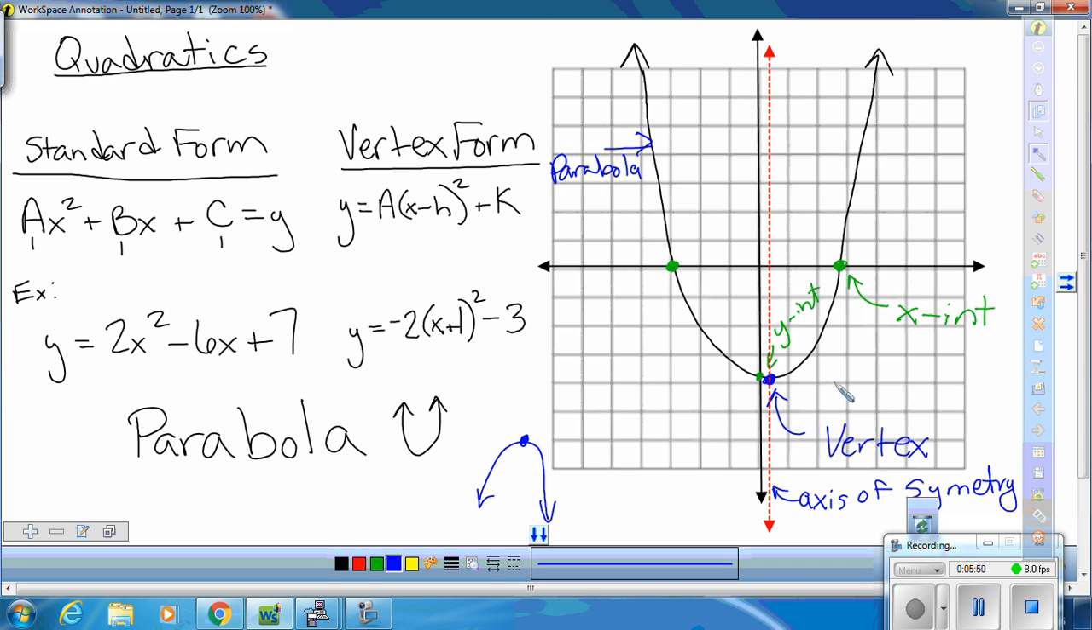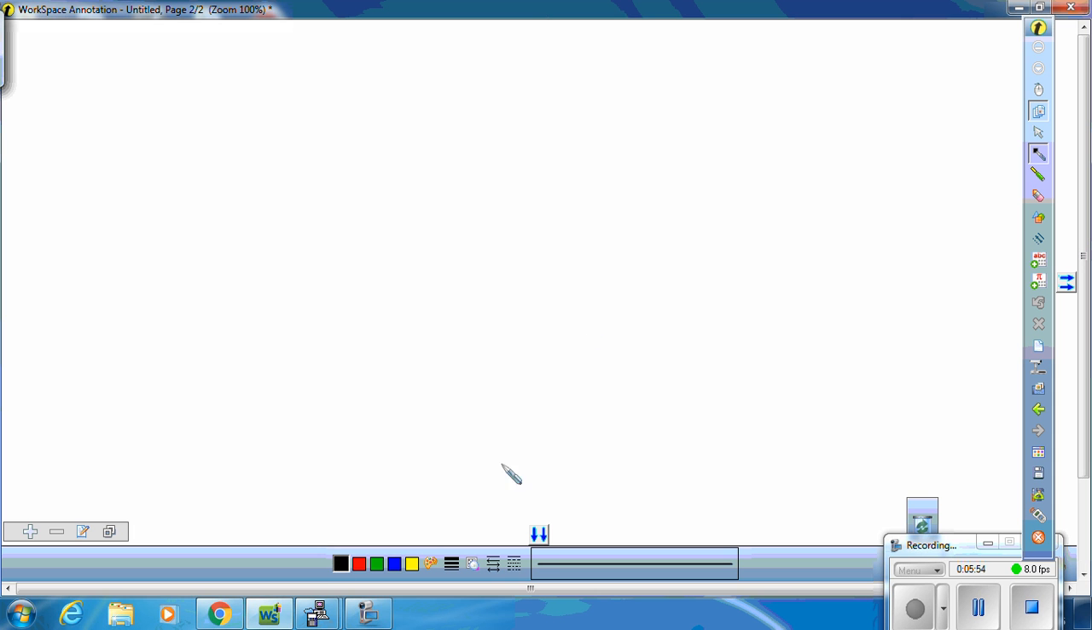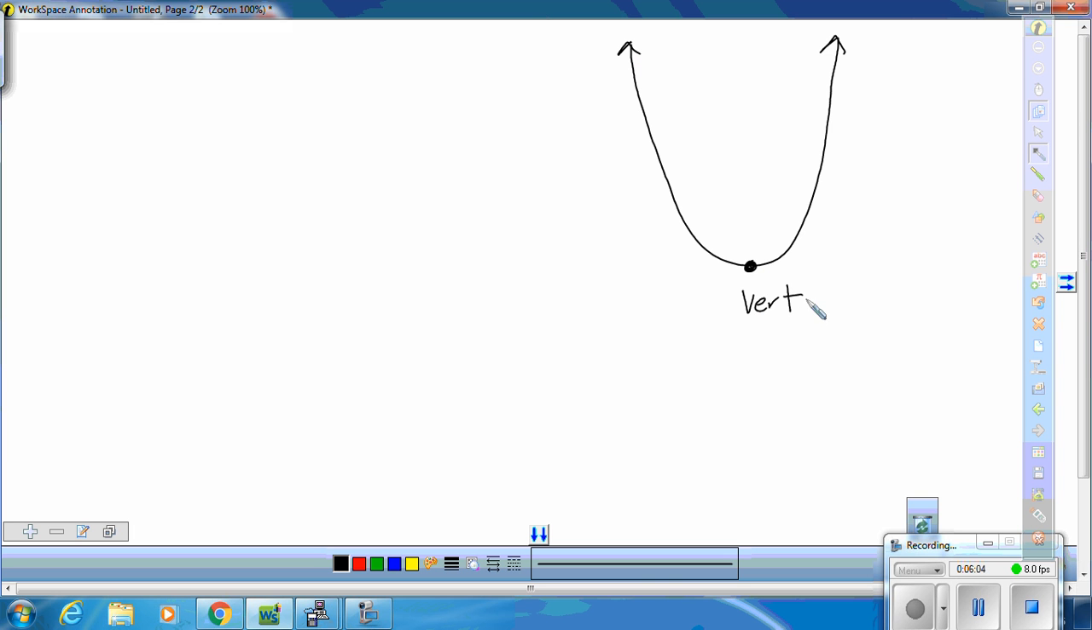But these are your parts that you are looking for. So let's take a moment and discuss the critical point. I called it a critical point. So the critical point for a parabola is the vertex. It's kind of where everything starts. It goes up on either side or it goes down on either side, but everything comes from the vertex. So it's kind of the important point for the parabola.